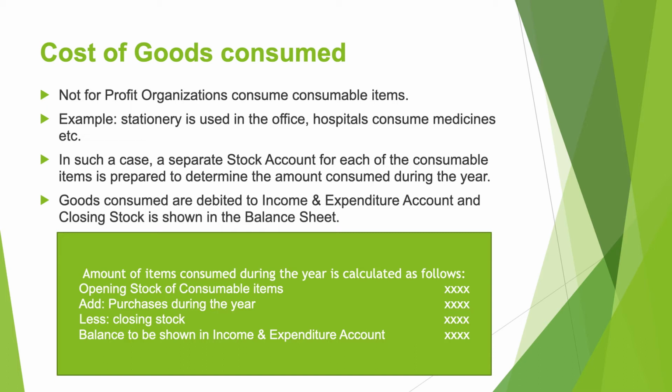So how is it calculated? The amount of items which are consumed during the year can be calculated as follows: to the opening stock of consumable items we add the purchases, the closing stock is deducted, and that balance is to be shown in the income and expenditure account. So this may be a part of a full-fledged question of final accounts which will come in the exam, or it may come as a separate question of 3 marks, how to calculate the cost of goods consumed.